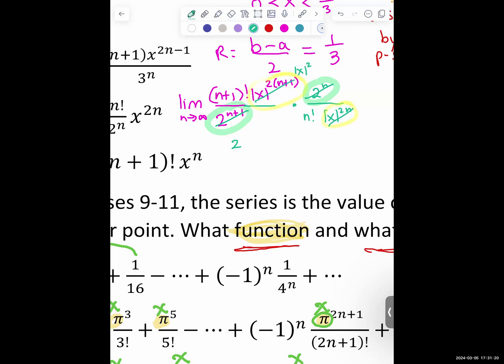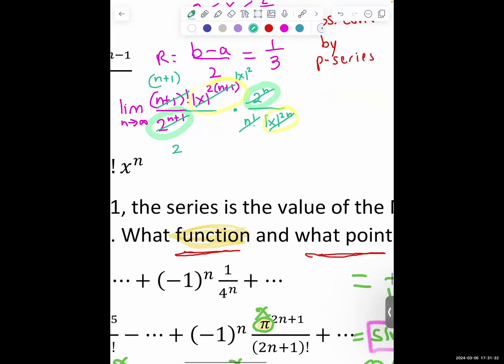And then lastly, the factorials. We have n factorial will cancel with n plus 1 factorial to just have n plus 1, because n plus 1 factorial is really n plus 1 times n factorial. So let's gather everything that we have.